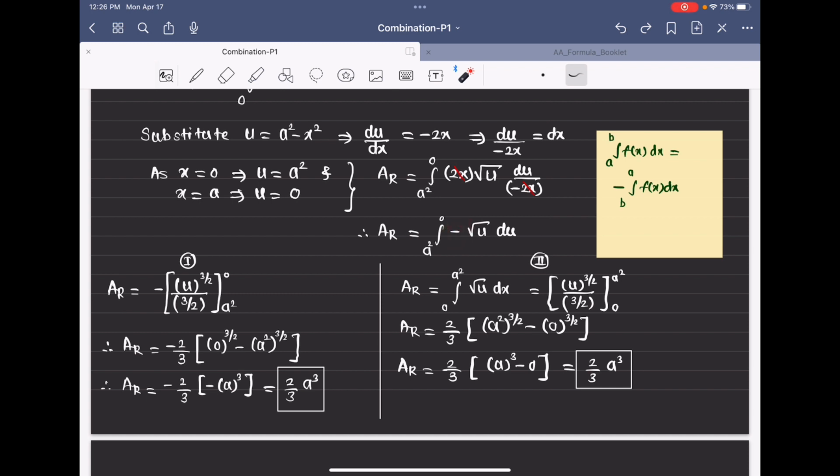Or second method: if you want to get rid of this minus sign, you can swap the limits. When you swap the limits, the sign of integration will change. So here a square goes here, 0 comes over here, and this minus sign vanishes. This is the rule: when you go integration from a to b of f of x dx and you change the position of the limits, b up, a down, then you change the sign. If positive, it becomes negative; if negative, it becomes positive. So swapping this, a square goes up, 0 comes down, the negative vanishes, root u, and then I carry out the same process and still get the same answer. So you can do any method, you will get the full marks.